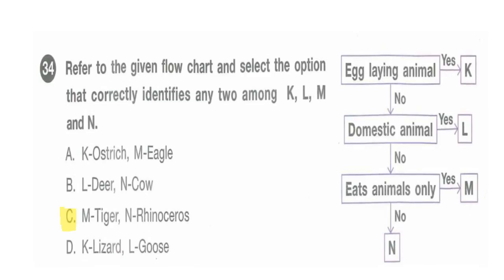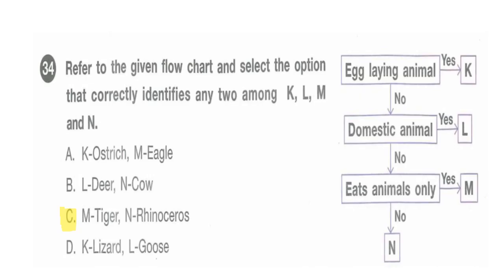In this type of question, we have to go through each of the options and match it with the flow chart. If you do that, you can say that M is tiger, because tiger is not an egg-laying animal, and it is not a domestic animal, and it is an animal which eats other animals only. So M is tiger. And N is rhinoceros, because rhinoceros is not an egg-laying animal, and it is not a domestic animal, and it does not only eat animals. So N is a rhinoceros.